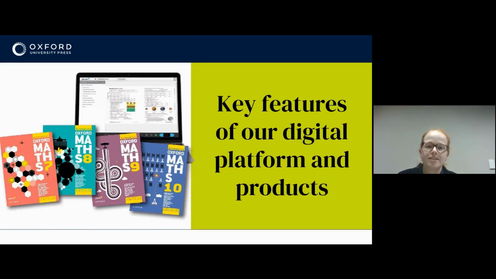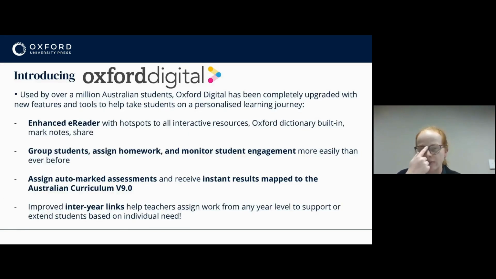Let's have a look at the digital platform. So our platform, Oxford Digital, includes an enhanced e-reader with hotspots to all the interactive resources. The Oxford Dictionary is built in. You can mark notes and share with your classes. You can group students, assign work, monitor engagement, and remember, assign all of those auto-marked assessments and receive instant results that are mapped to the curriculum. And our interactive links are much more than textbook pages. There's all of the resources included as well.